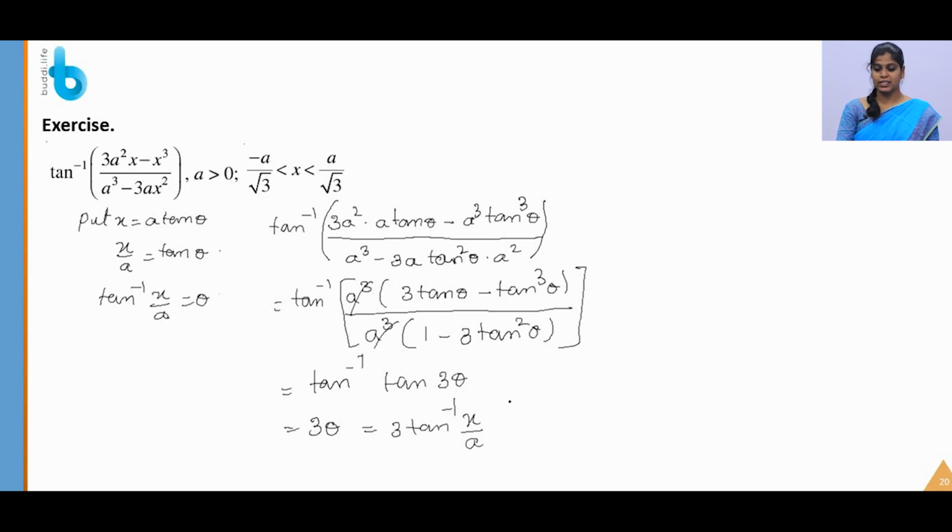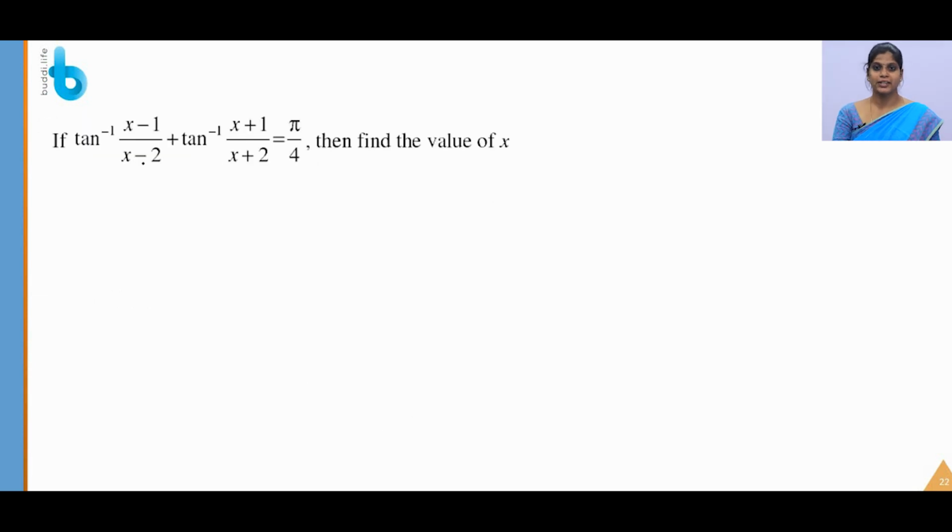Now we will see again an important problem. Next we will see one more important problem.